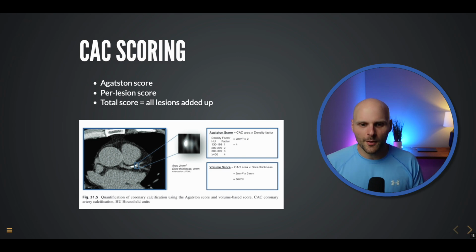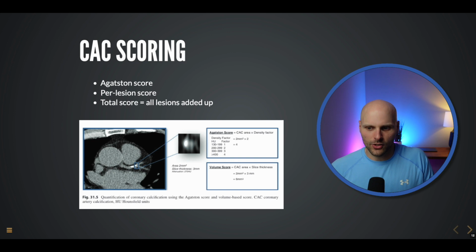All right, so now we're going to talk about how we score a CAC. The official scoring is the Agatston score, the most popular one. It looks at the area, in millimeters squared, and the lesion density, using something called a density weighting factor. So long story short, we're going to do the area times the density.